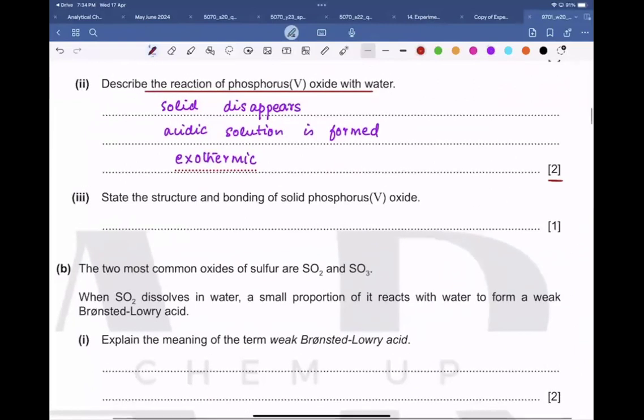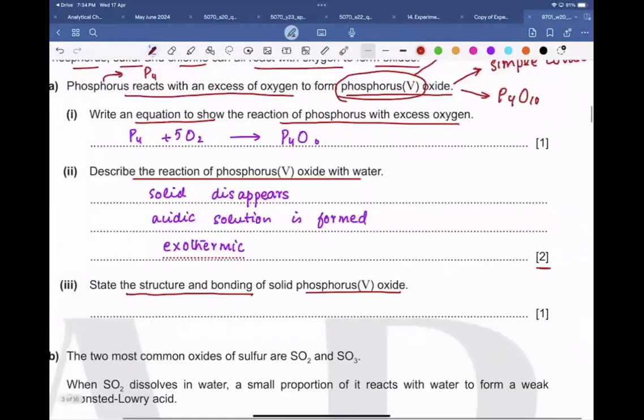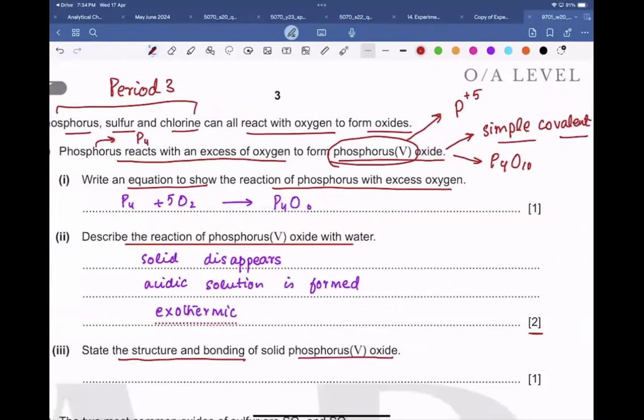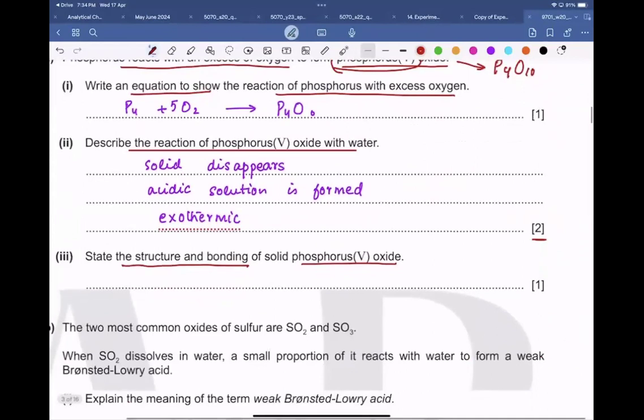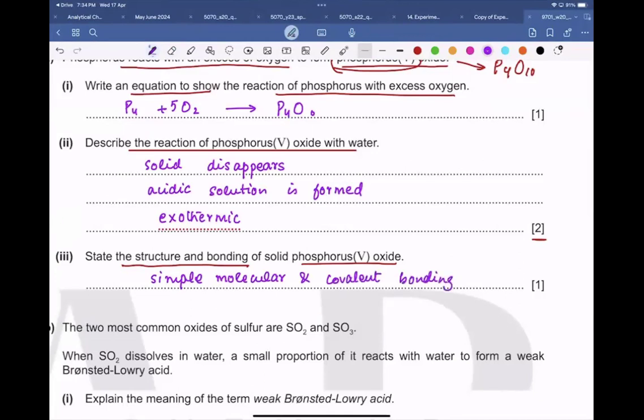Okay, now next part. State the structure and bonding of solid phosphorus 5 oxide. So we have discussed the structure and bonding over here. So we will write simple molecule or simple molecular and covalent bonding. Yes, very good, Bani and Khatija.